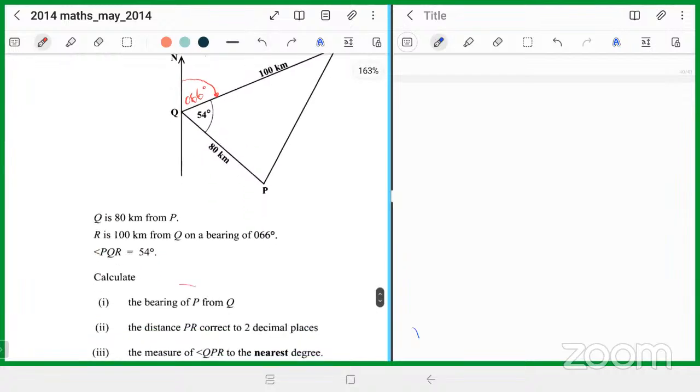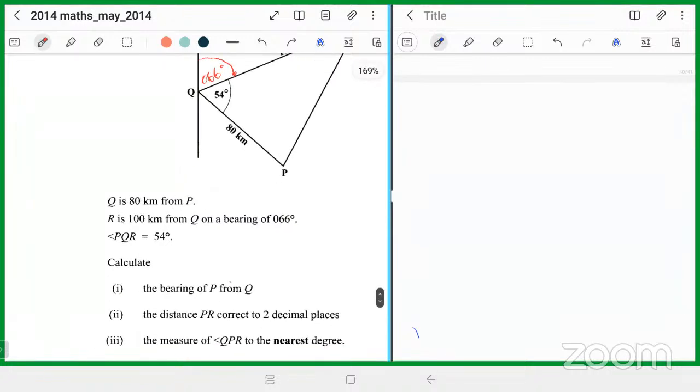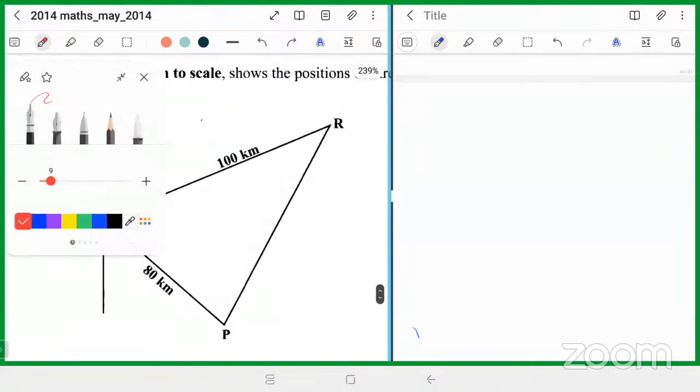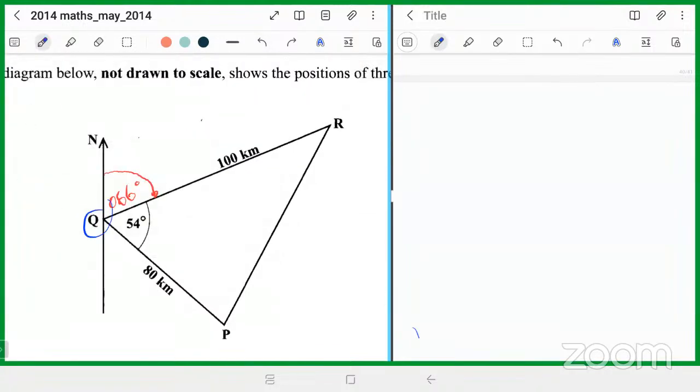We want to calculate the bearing of P from Q. Let's go. So from Q to P. Q is the from position. We're going to P. So again, it's kind of easy. You stand at the from position, face north first. This is the angle through it.